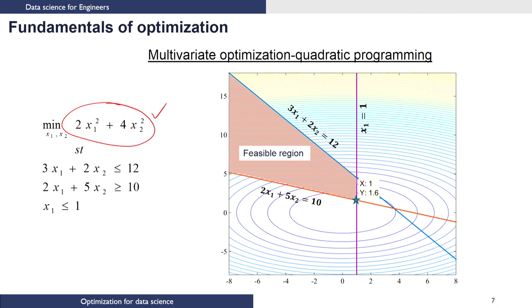Let us assume the first constraint is 3x1 plus 2x2 is less than or equal to 12. The second constraint is 2x1 plus 5x2 is greater than or equal to 10. And the third constraint is x1 is less than or equal to 1. Right now, I am not doing anything more to this problem, but I just want you to remember that, to be consistent with whatever we have been saying, this should be converted to a less than or equal to constraint, which we will see how that happens in the next slide.